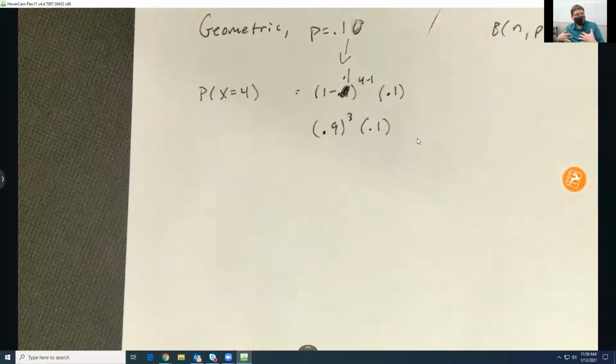Let me stop for a second and back up. Does that make sense now that it's done correctly? My apologies, because you're learning something new and I'm confusing you. So on the calculator, this is easy. Just 0.9 to the third power times 0.1.